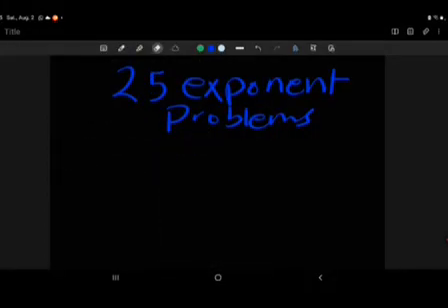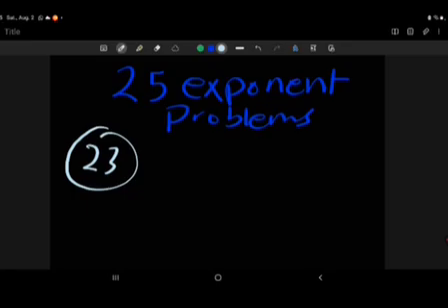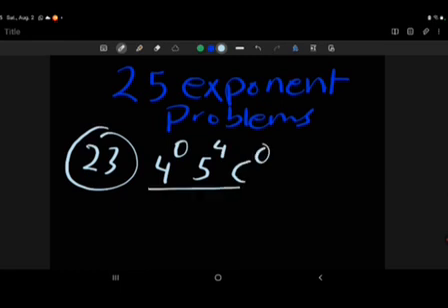Let's do 23. What I actually had written is, let's say 4 to the 0th power times 5 to the 4th power times c to the 0th power, all of that divided by 2 to the -3. Okay, can we clean that up and also make sure that all the exponents are positive?